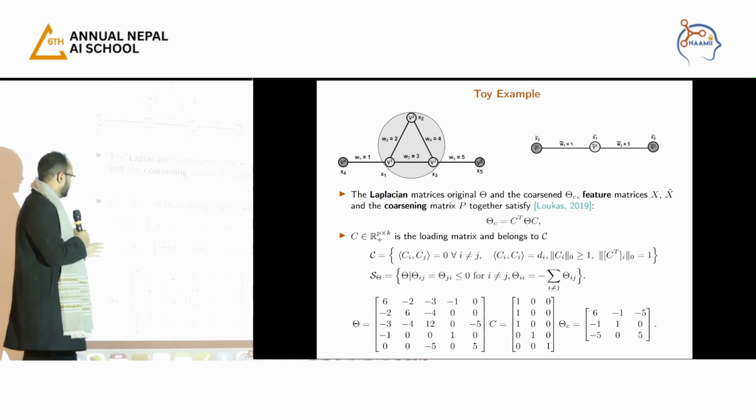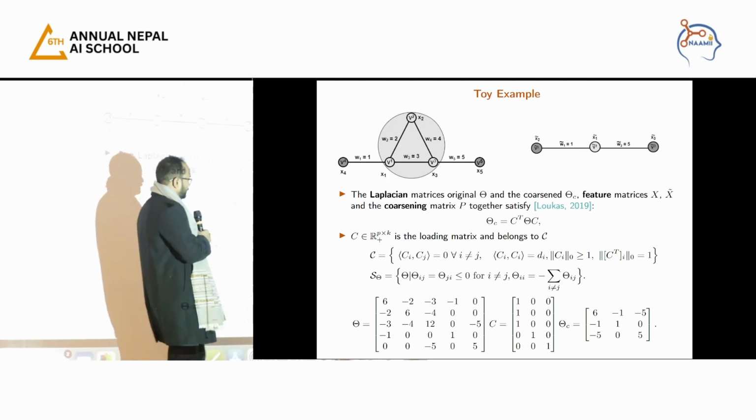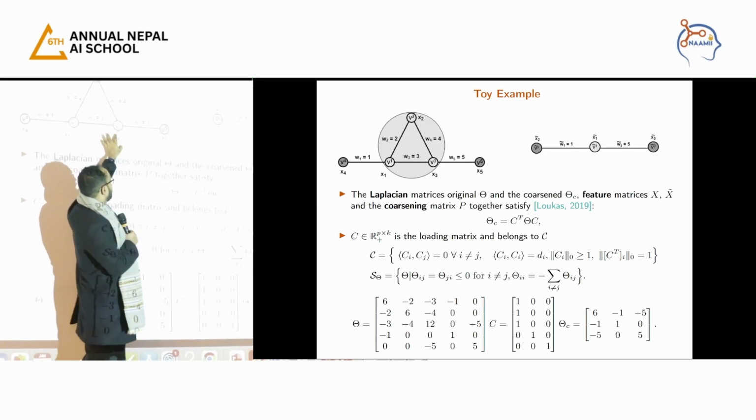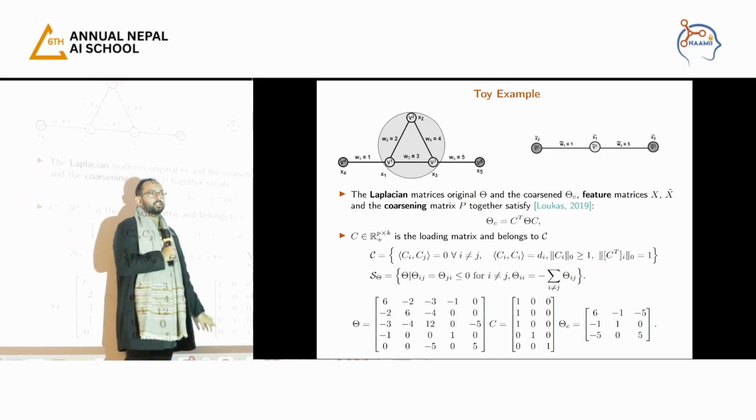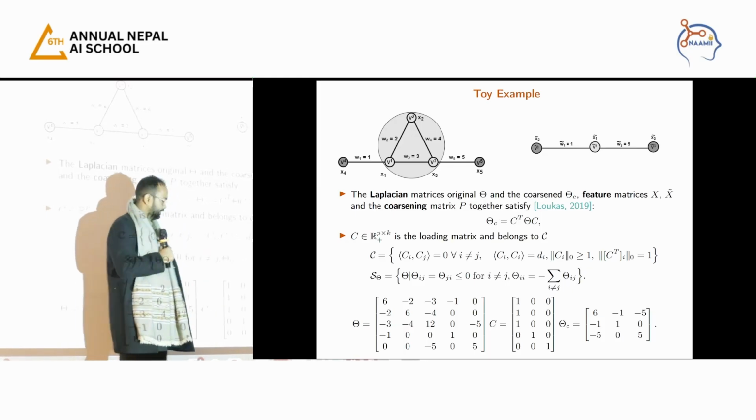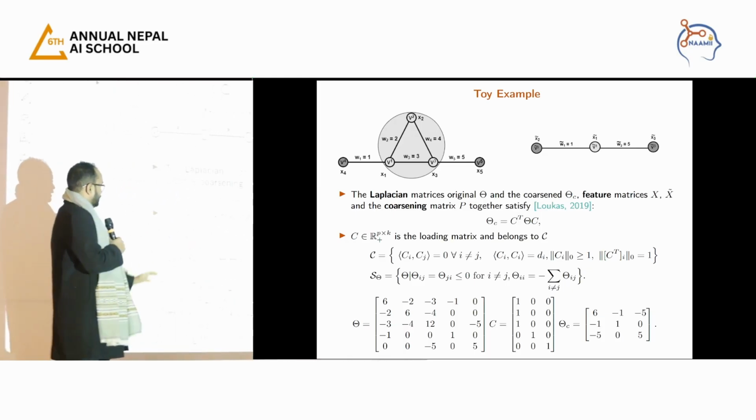What is C? What is the structure of C? If this is n and this is k, C is an n cross k matrix with entries 1 or 0, and the columns are orthogonal, right? Columns would be orthogonal. This is the setting.